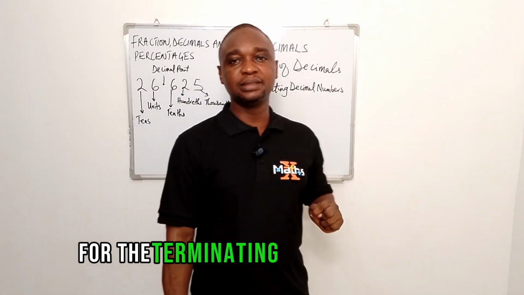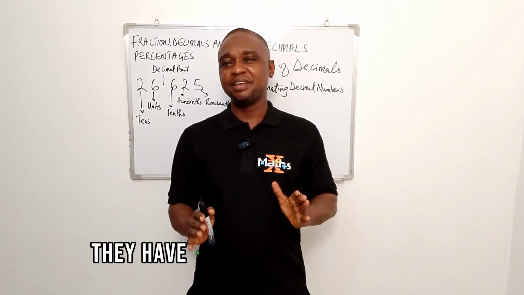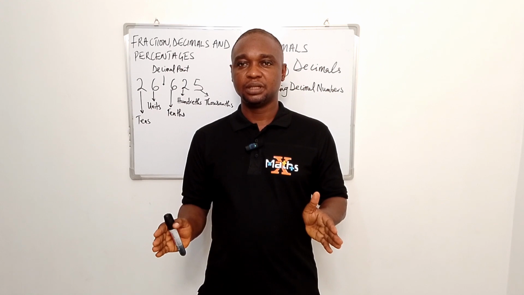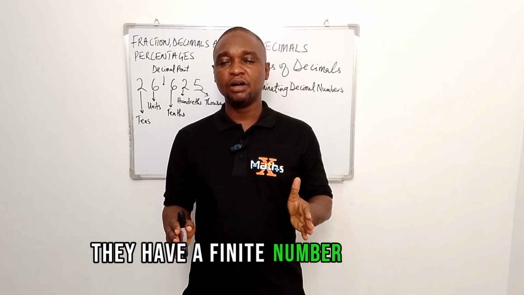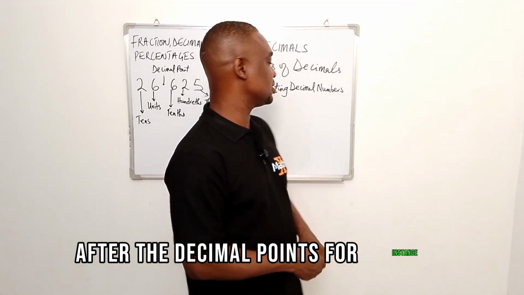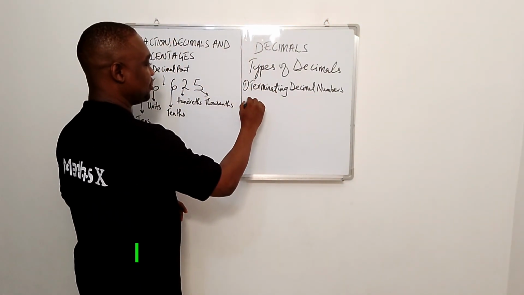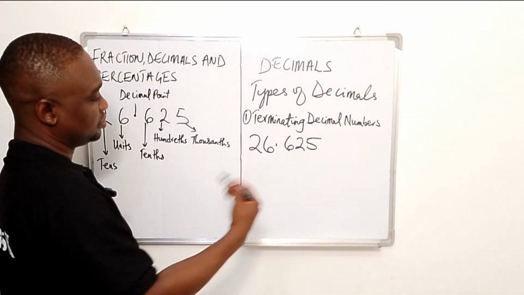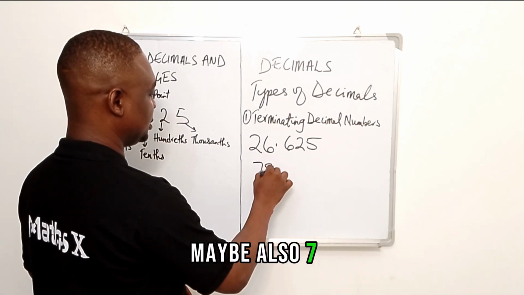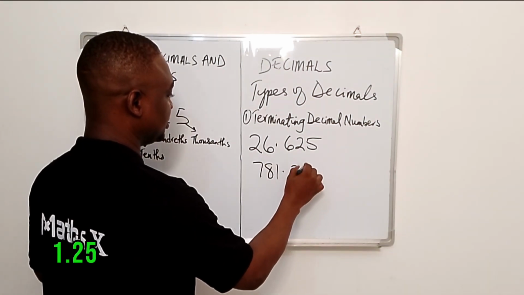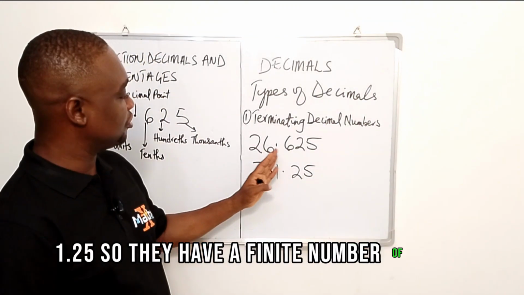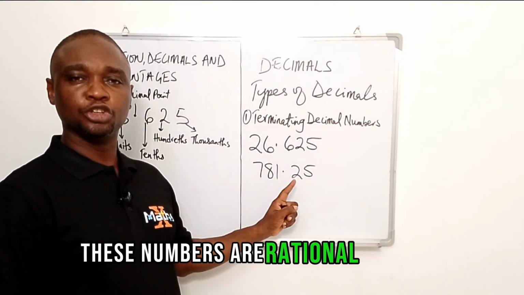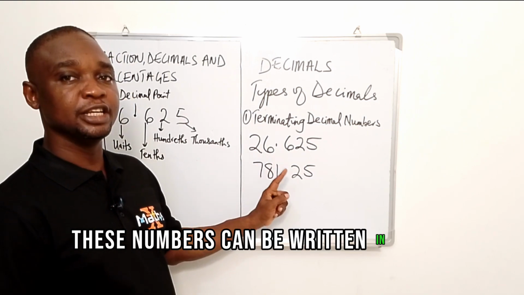For the terminating decimal numbers, they have a finite number of digits after the decimal point. That's what makes them unique. For instance, this number I wrote earlier, 26.625, maybe also 781.25. So they have a finite number of digits after the decimal point. These numbers are rational numbers. These numbers can be written in ratio form.